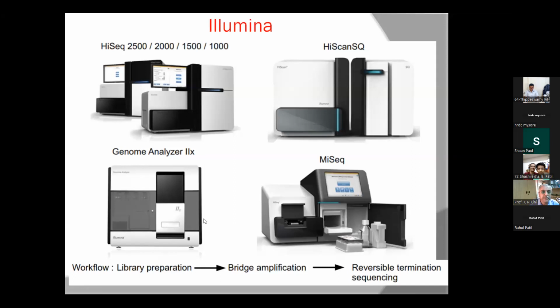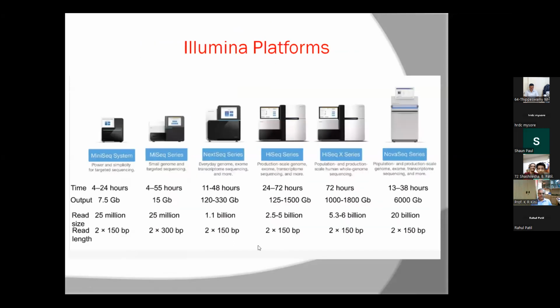Okay, so we have the Illumina technology. There are several machines which came up, and this involves library preparation, bridge amplification, and reversible termination sequencing technology. So these are the current Illumina platforms, MiniSeq, MiSeq, NextSeq, HiSeq, like that. And depending on the size of DNA, how much DNA you have to sequence. For example, the output for the simplest system is 7.5 GB. The highest one is 6,000 GB output.